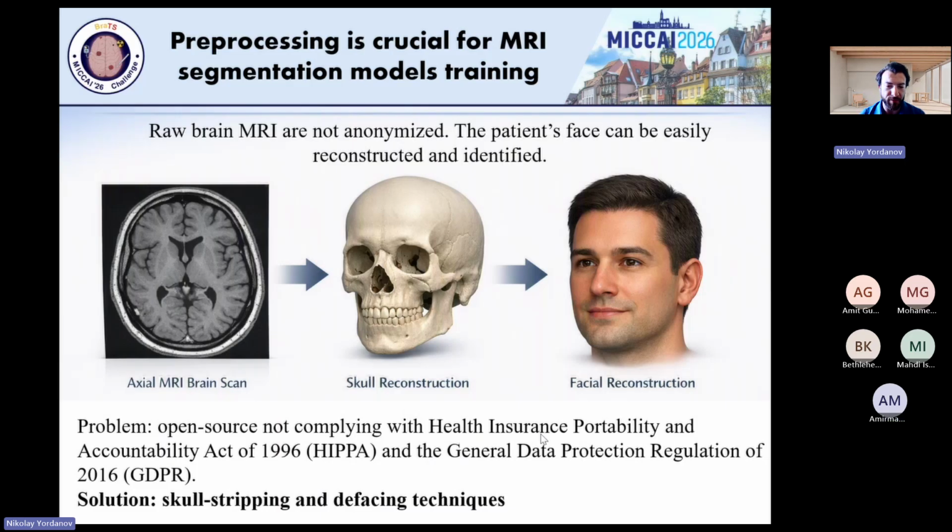So what is the solution to this problem? The solution is to skull strip the data beforehand so that the patient cannot be identified, and the MRI data, the brain tissue that we need for our brain tumor segmentation models, could be shared in an open source manner, and it could be shared to the research community without us having to worry whether it complies with HIPAA and GDPR. So this is a basic requirement of any open source data to be de-identified.